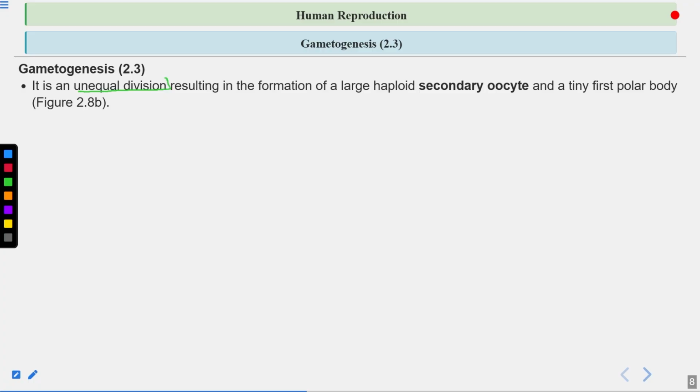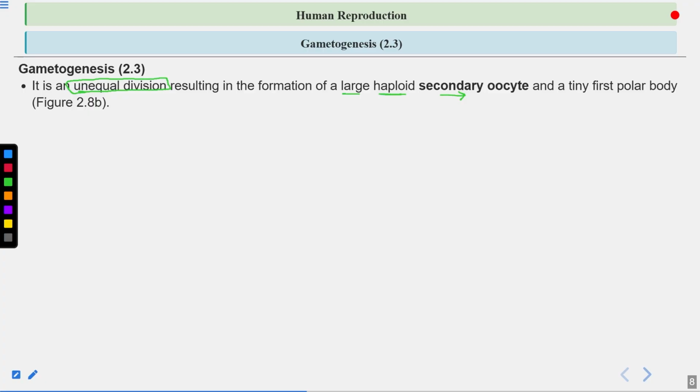Now, what do you mean by this unequal division? Unequal division means a large cell is formed and a small cell is formed. So due to this unequal division, what is formed? A large haploid secondary oocyte is formed and a tiny first polar body is formed.